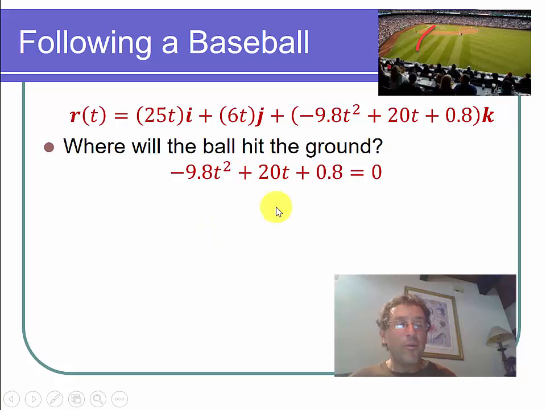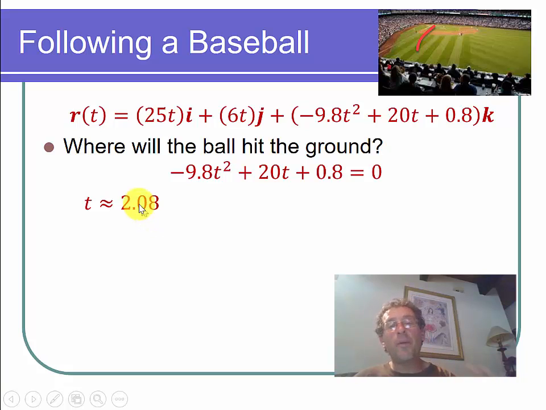And you get two answers. One of the answers gives a negative value for t, and that doesn't work because the ball hadn't been hit yet at a negative value of t. So you take the positive value for the positive root, and I got on my calculator about t equals 2.08. And again, that's in seconds.